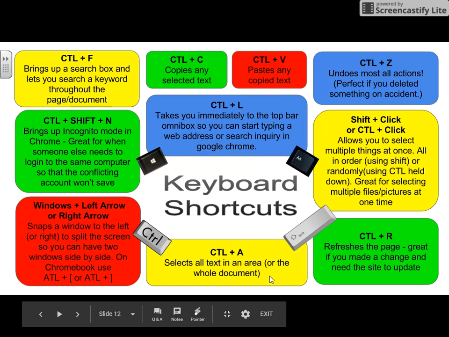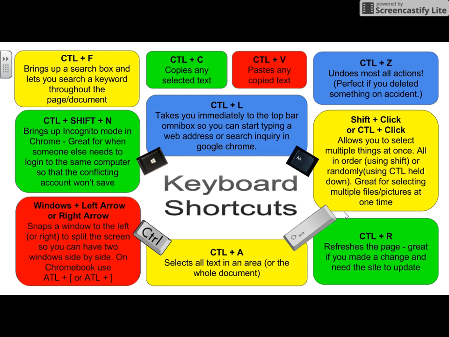Control A allows you to select all the text in that area or in an entire document. This can be helpful if you're about to Control C and Control V. Control R refreshes the page. This is what I do when my kids are like, Miss Moore, you made a change on Canvas, but it's not showing up. I say, everybody hit Control R and it will be correct now. So these are very handy.